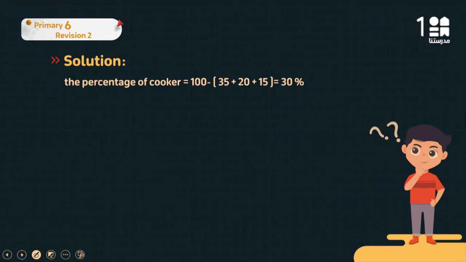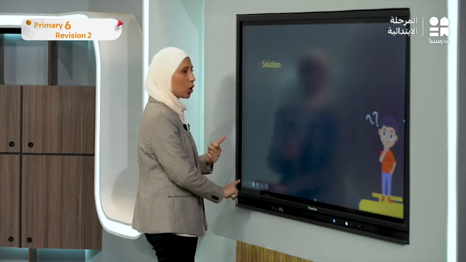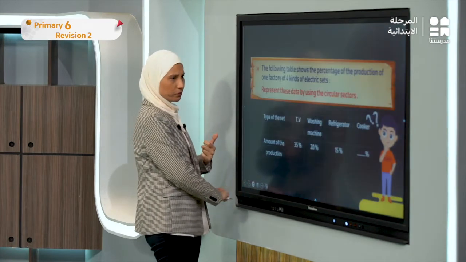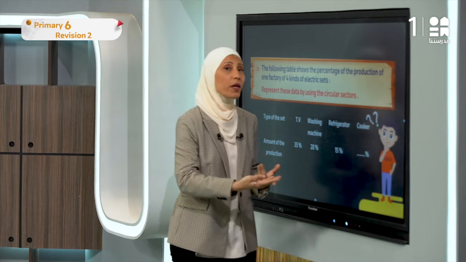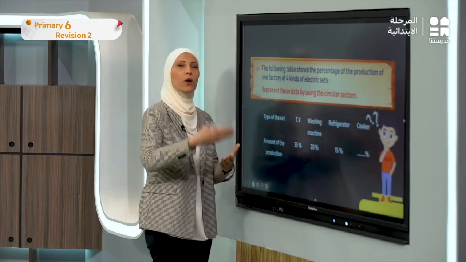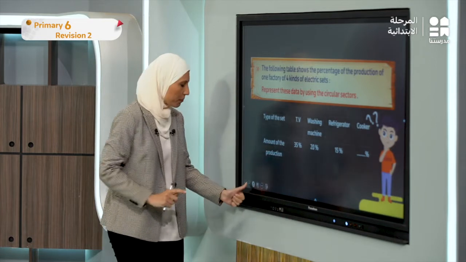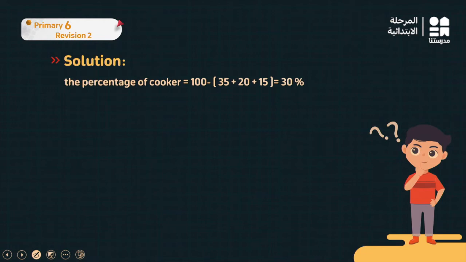of 100. لازم التوتال بتاع كل التي في بتاعتي، التي في والكوكر والواشنج ماشين والريفريجريتور كل دول بالبرسنت لازم يبقى التوتال بتاعي 100. طب يبقى انا عندي 35 و20 و15. How many left to become 100؟ قد ايه ناقص عشان يوصل لي لل 100؟ So I will make 100 minus the total of them. So it will be 30%. يبقى this is the missing percent I have.